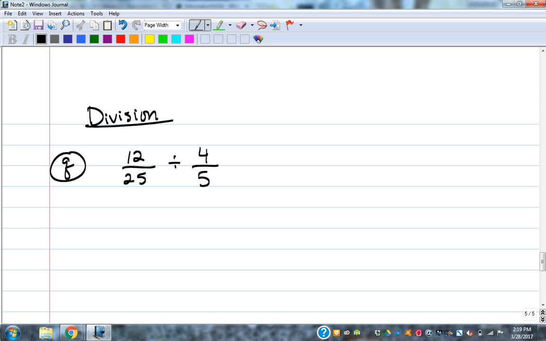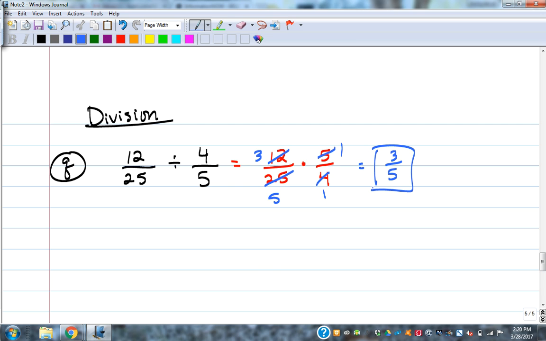Flip which one? Second one. And then what? 12 over 25 times, not 4 over 5, but 5 over 4. And then it becomes a multiplication problem again, which we've already done a bunch of those, right? 1, 5, 1, 3. That's good.